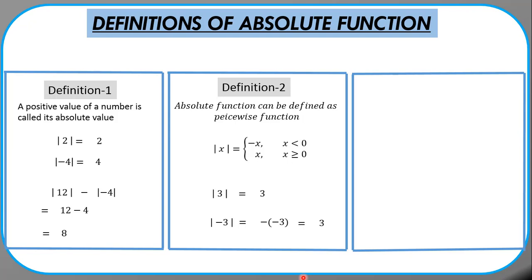Now let's move on to definition number 3, and I have saved the best definition for last. What does it say? The third definition of the absolute function says it is the distance of a number from the origin. Whatever the absolute value we have, here in our case we have x, so the distance of x from the origin, or in other words, how far this x, whose absolute value we are going to take, is from the origin.